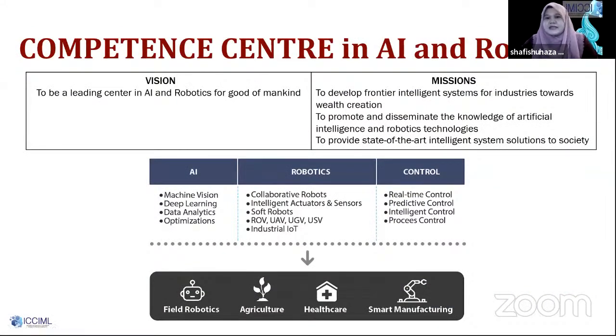So in CAIRO, we have a vision and mission. Our vision is to be a leading center in AI and robotics globally, and hence our mission is to effectively disseminate the knowledge that we've gained mainly on robotics and AI to everyone. In CAIRO, as you can see in the slide, there are three main research areas, which are AI, robotics, and control. Our members are involved in AI under machine learning, machine vision, deep learning, data analytics, and optimizations. Meanwhile, in robotics, we have researchers on collaborative robots, intelligent actuators, sensors of robots, etc., and in control, our researchers are involved in real-time control, predictive, intelligent control, and process control.